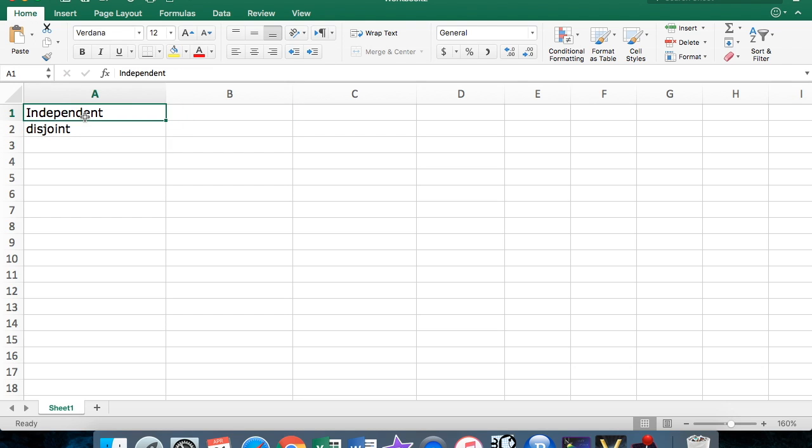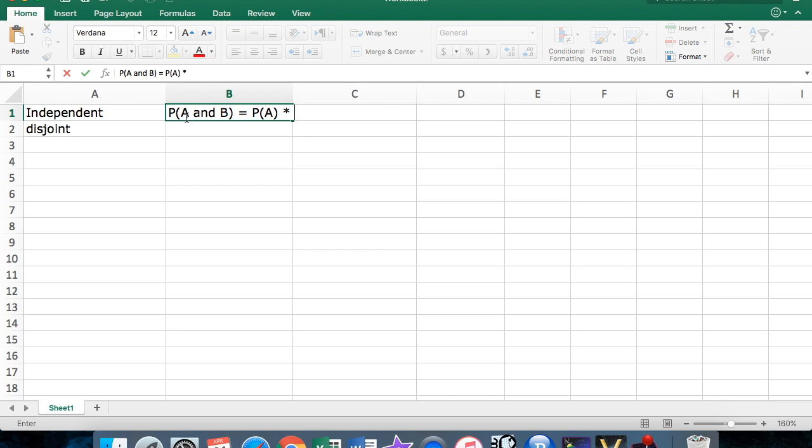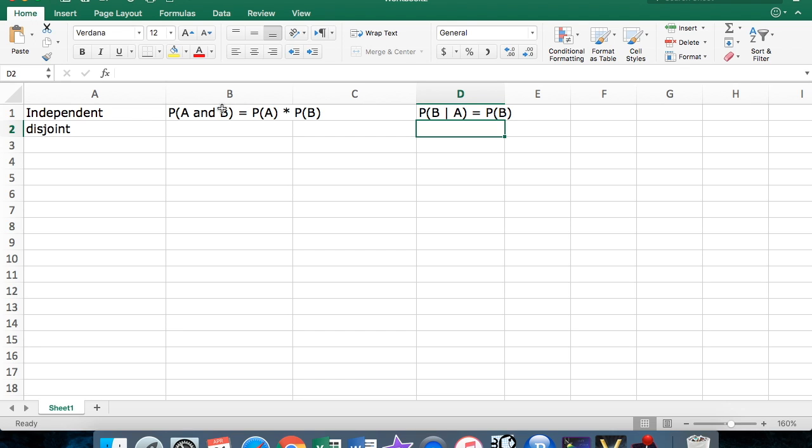Okay, so if you have independent events A and B, their intersection is equal to probability of A times probability of B. Be very careful that you get that right. If they are independent, it does not mean that their intersection is 0. It means the probability of A and B is probability of A times probability of B. It also means the probability of B given A is simply equal to the probability of B. So they're independent. Their probabilities do not influence each other.